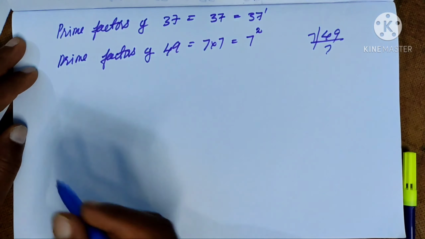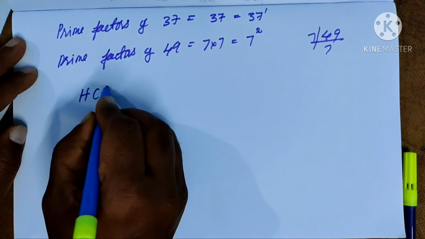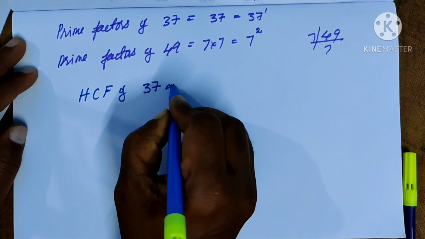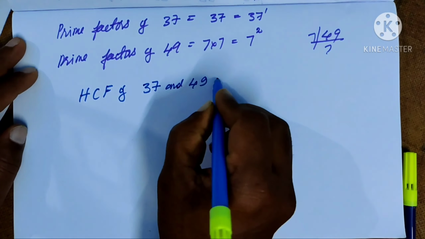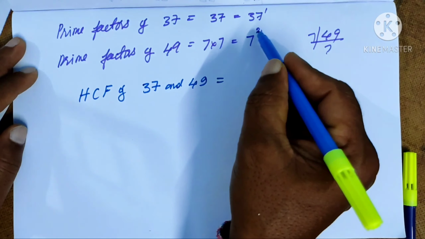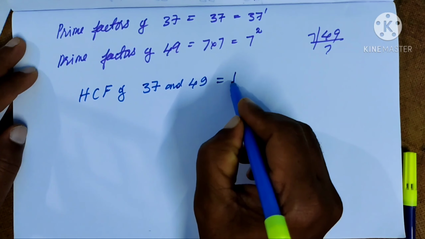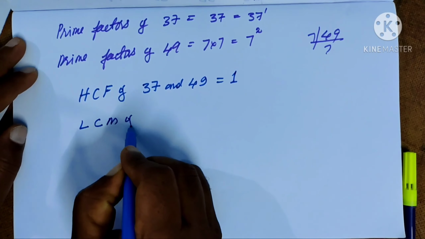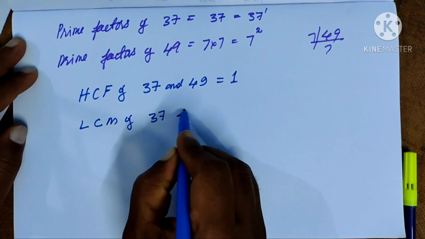Is there any common factor in it? No, there is no common factor among 37 and 49. So therefore the HCF of 37 and 49 is nothing but 1. So 1 is the only common factor among these two numbers. So 1 is the HCF. The highest common factor of 37 and 49 is 1.